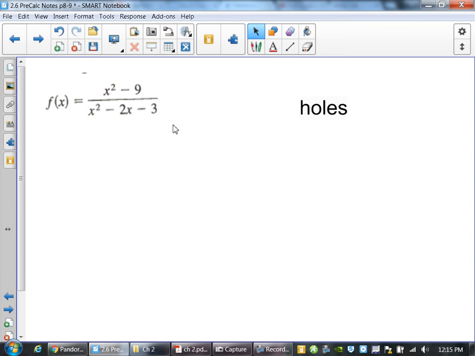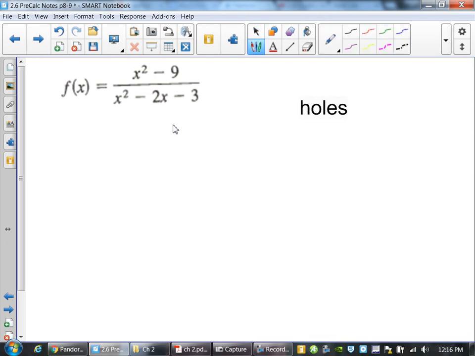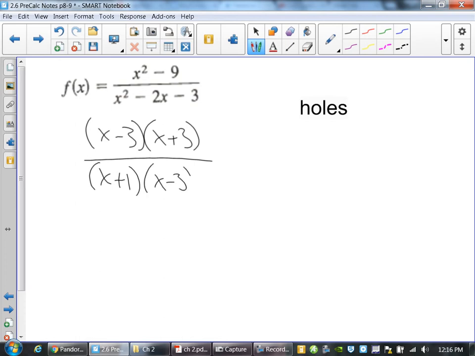So if I'm looking at the function, f of x is x squared minus 9 over x squared minus 2x minus 3. The first thing we're going to do is just factor everything and just see what it does before then we'll start listing out our zeros and all that other junk. So x squared minus 9 is the difference of squares. You wind up with x minus 3, x plus 3 in the numerator. In the denominator, you get x plus 1 and x minus 3.